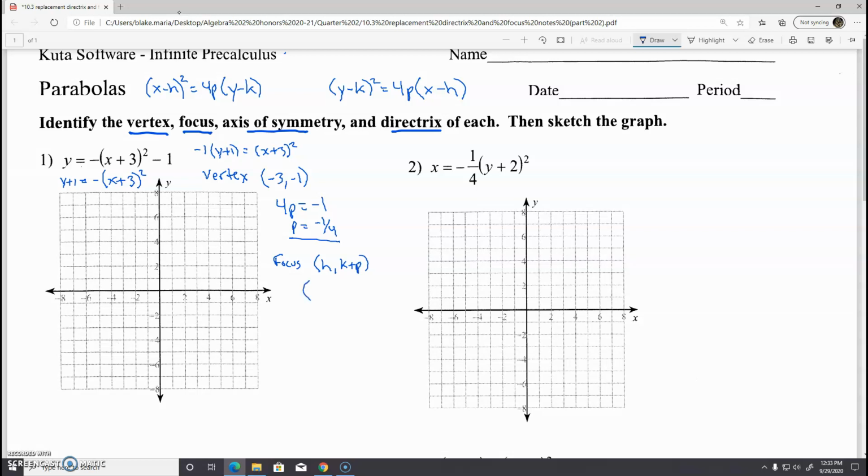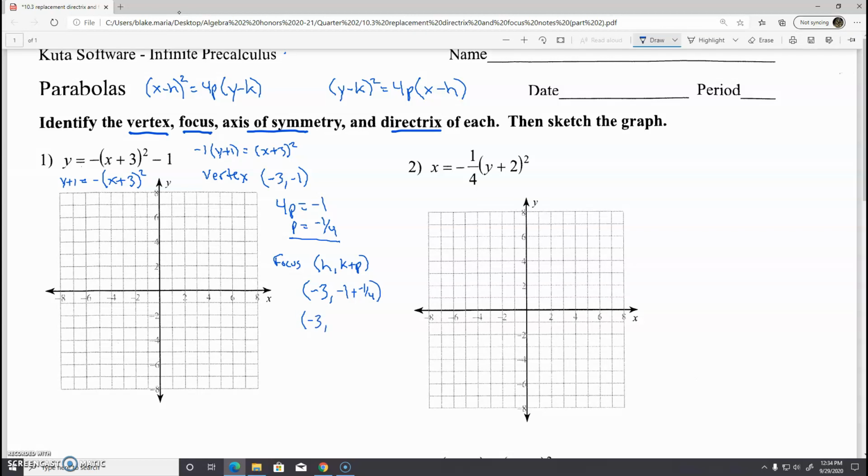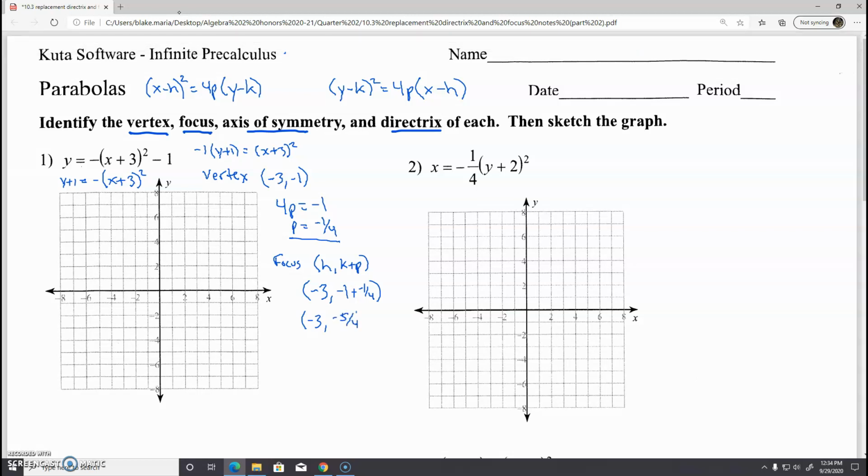Here my h was negative 3 and my k was negative 1, and we're going to add p to it, so we add negative 1/4. We're going to have negative 3, and negative 1 is negative 4/4, minus 1 more makes negative 5/4. So hopefully we're good with fractions. There's my focus. My directrix is next.